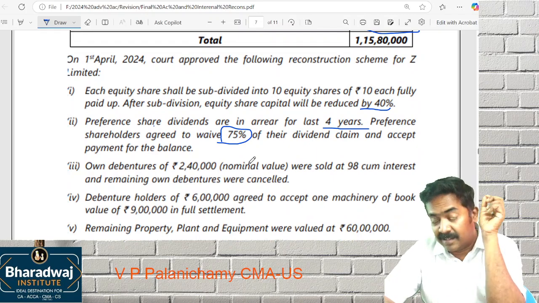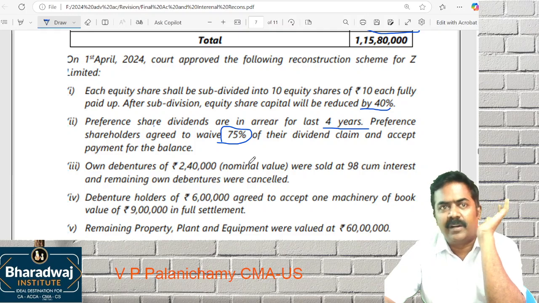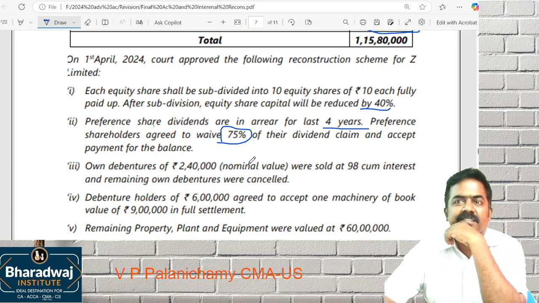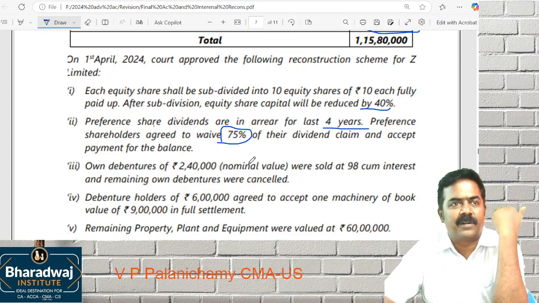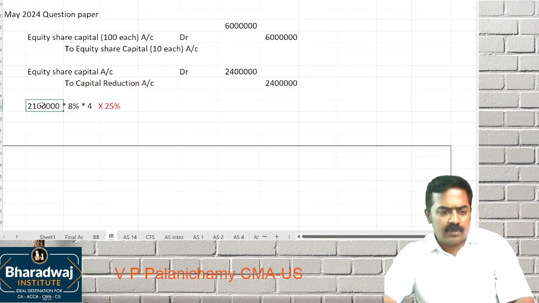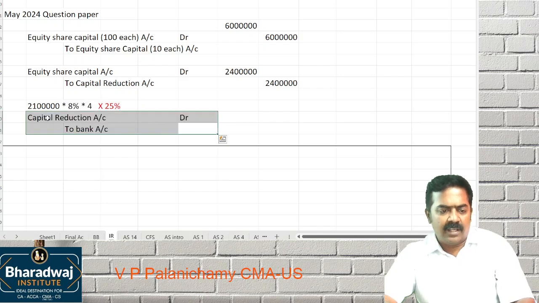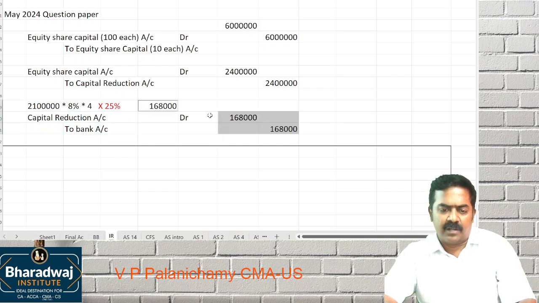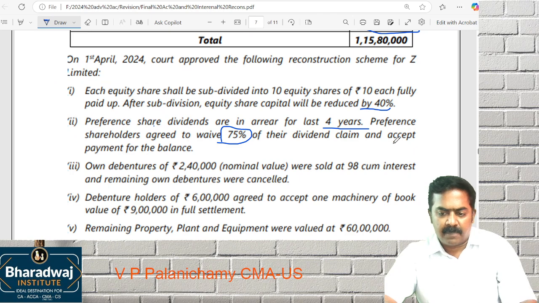Wait. Unrecorded liability waived, no entry required. But if an unrecorded liability is paid, is it a gain or loss? Loss. When an unrecorded liability is paid, it's a loss. For that we have to pass an entry: 21 lakh into 8% into 4 years into 25% we have to pay. Any loss will be adjusted with which account? Capital reduction account debit to bank account. We are paying. We are not giving shares. We are paying the balance.